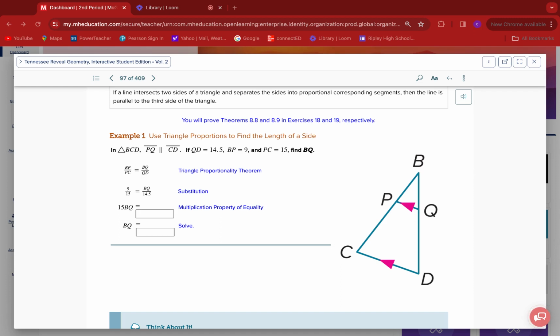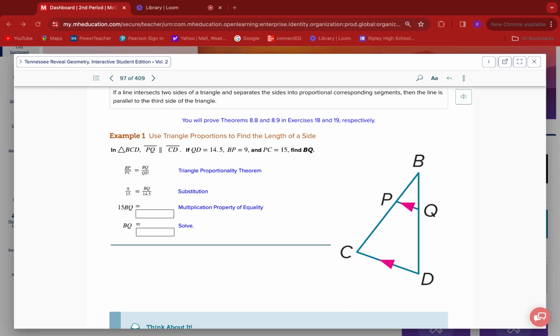Let me open this up and show you guys, because I'm a very visual person, and I totally get it. All right, so let's go back to this. All right, so it says QD is 14.5. So here's my 14.5. And that's from Q to D. BP is 9. There we go. PC is 15. And they're asking us to find BQ. There it is right there.